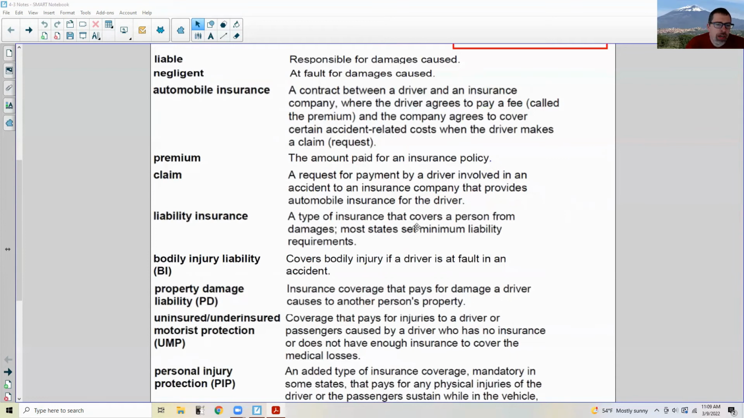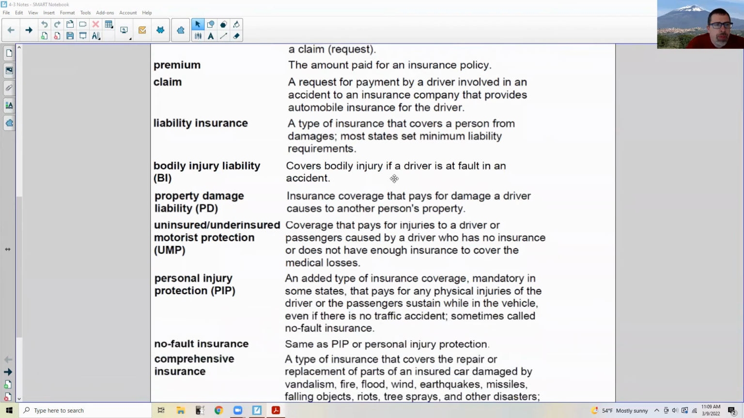Automobile insurance is a contract between a driver and an insurance company where the driver agrees to pay a fee that's called the premium, and the company agrees to cover certain accident-related costs where the driver makes a claim, or a request. A premium is the amount paid for an insurance policy, and a claim is a request for payment by a driver involved in an accident to an insurance company that provides automobile insurance for the driver.